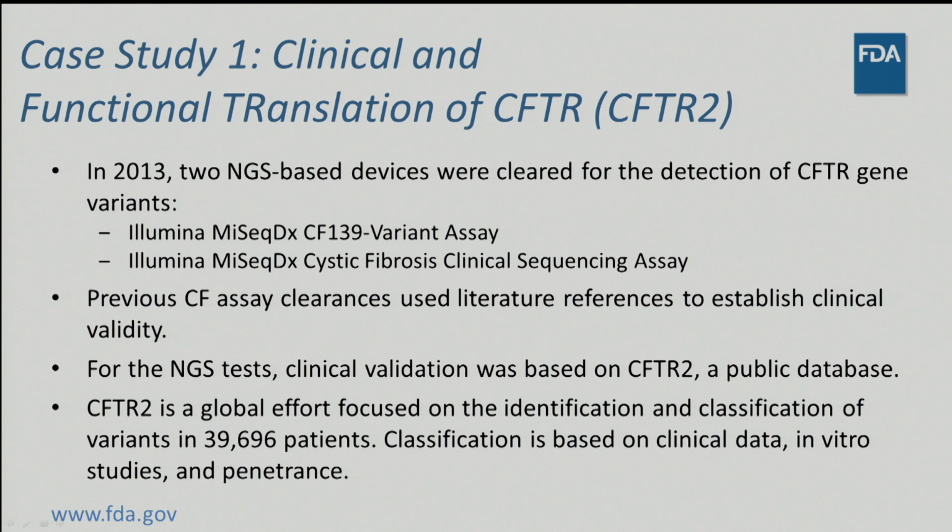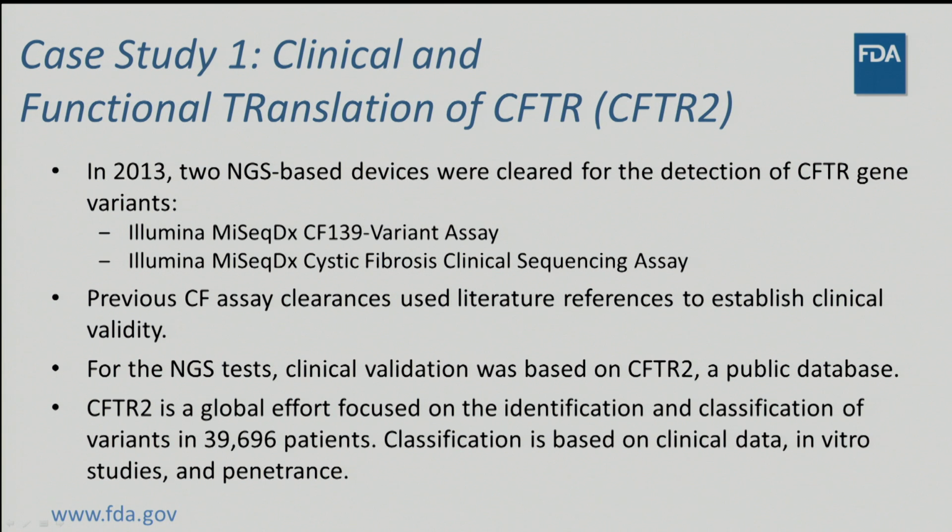Previous clearances for other CF assays use published literature references in order to establish clinical validity. However, this approach was not feasible or practical, considering the relatively large number of variants that are detected by the 2 NGS tests. So the CFTR2 public database was used.